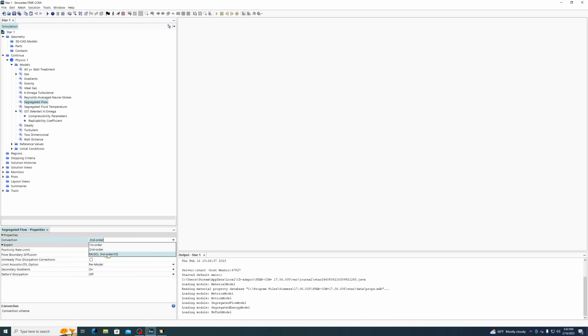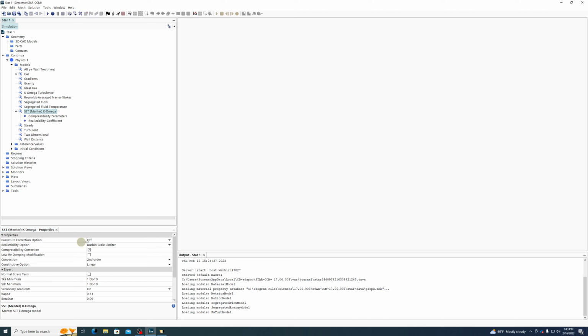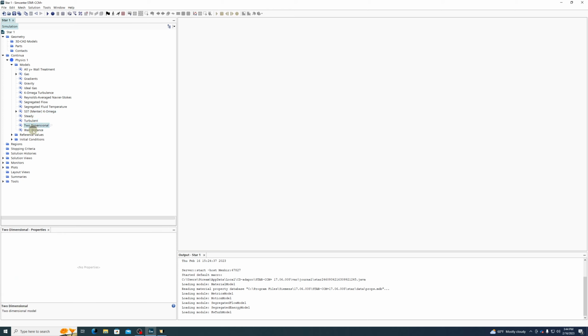You can tell it to use a first, second, or third order convective equation for segregated flow. Ditto for segregated fluid temperature. You get some more advanced options for the SST K-omega solver. Let's see here. Anything else that might pop up that you want to change? That's pretty much it. So really, you're probably only going to need to change the gas properties here.